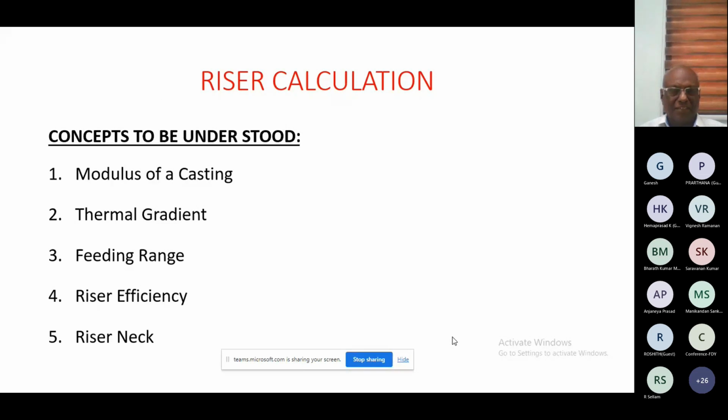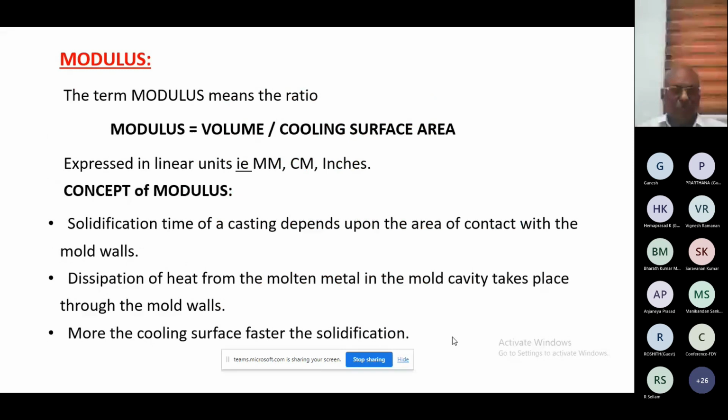For riser calculation, certain concepts have to be first understood, then it will become easy to calculate the riser. One is the modulus of a casting, second is thermal gradient, third is feeding range, fourth is riser efficiency, fifth is riser neck. As already told, the term modulus means the ratio of volume to cooling surface area and is expressed in millimeter, centimeter, inches.